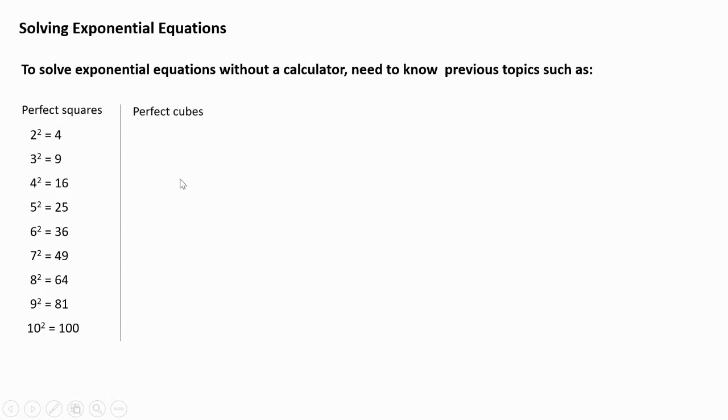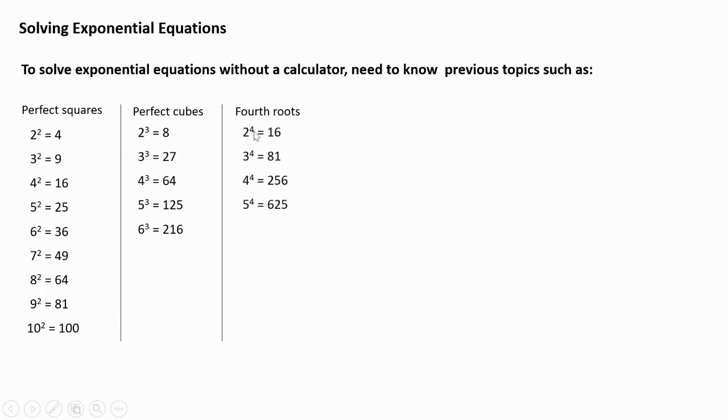You have to know perfect cubes, for example, 2 cubed is 8, 3 cubed is 27, 4 cubed is 64, and so forth. At least know all the way to 6. We have to know also perfect fourth roots, like 2 to the 4th equals 16, and the fourth root of 16 will give us 2. So this is what you have to know.